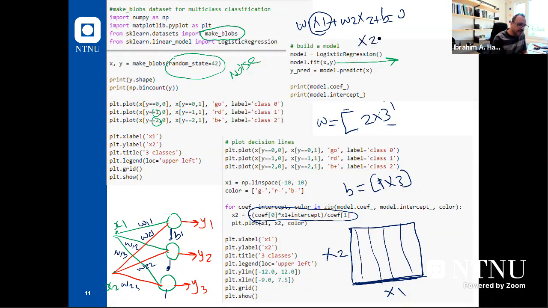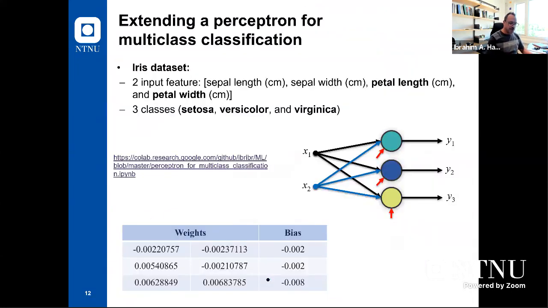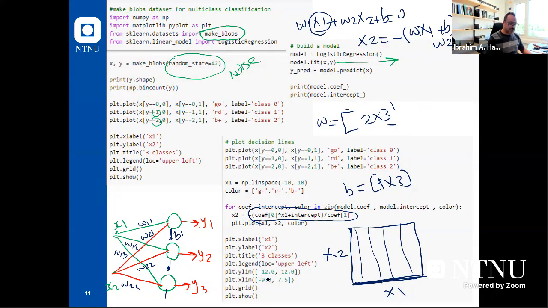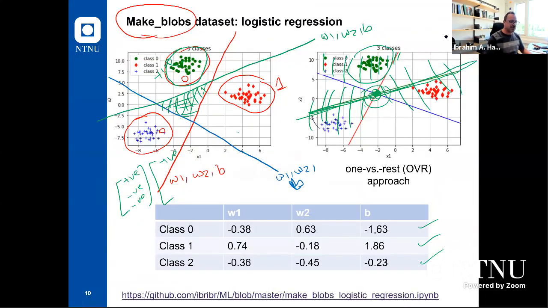So x2 will be negative omega 1 x1 plus b, divided by omega 2. It will be like this. So this is the equation: coefficient omega 1 multiplied by x plus the intercept, divided by omega 2. In this case, we can generate x2 and just plot it. And when we plot it, we will get the decision lines, which we have here.